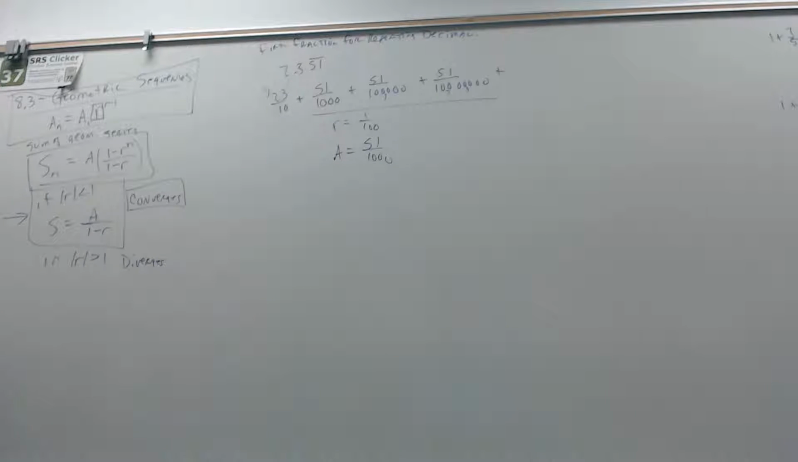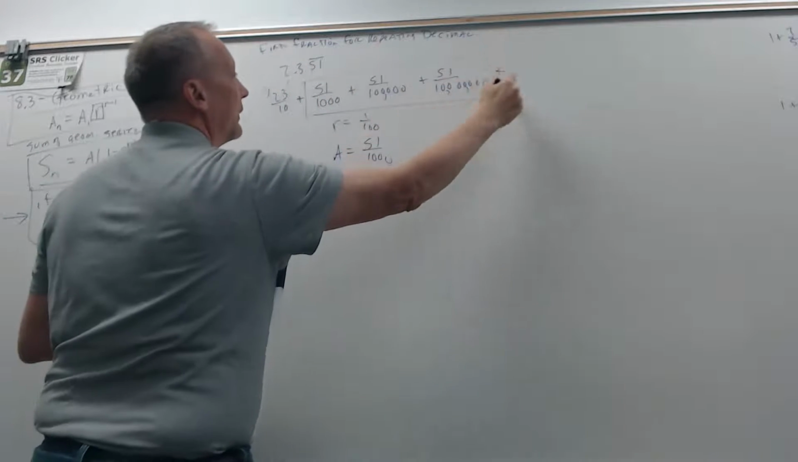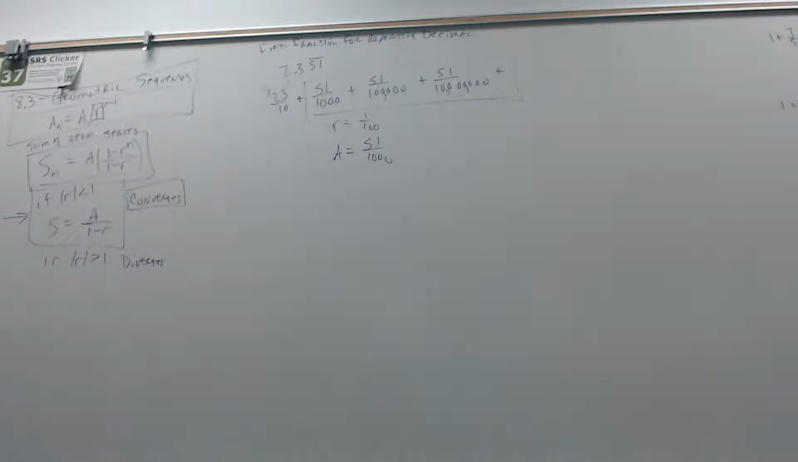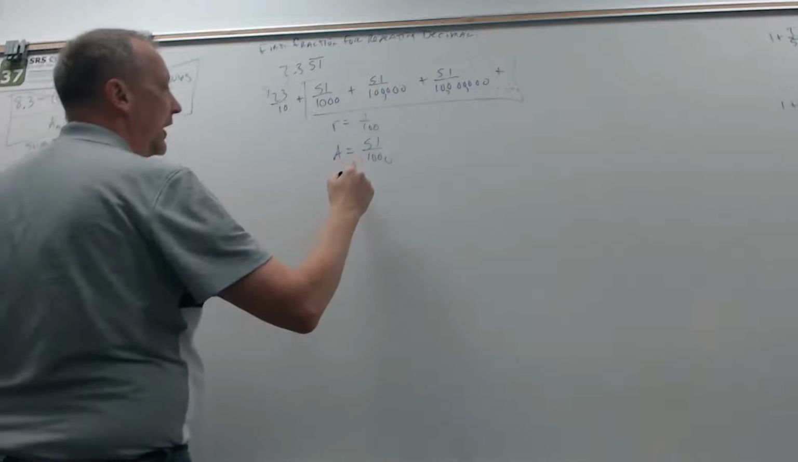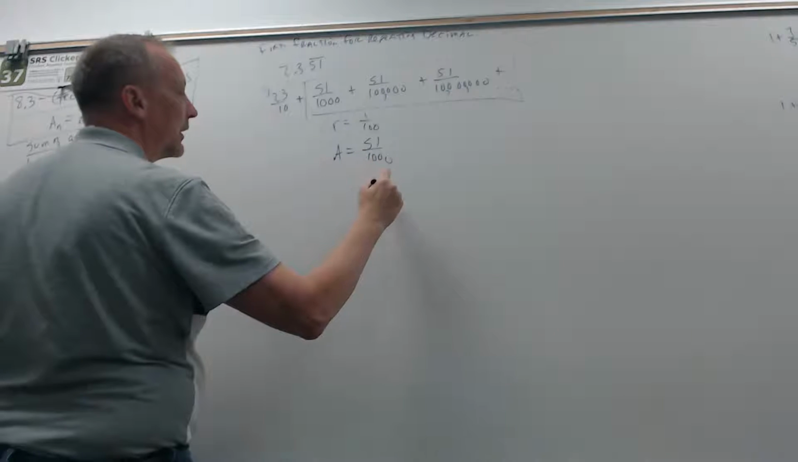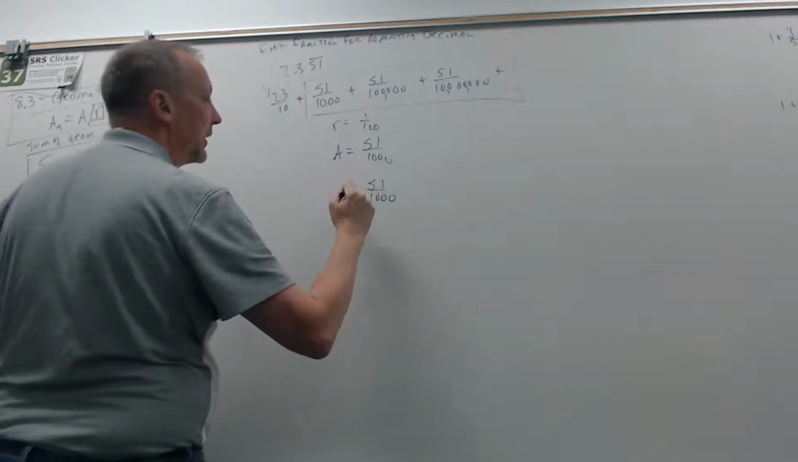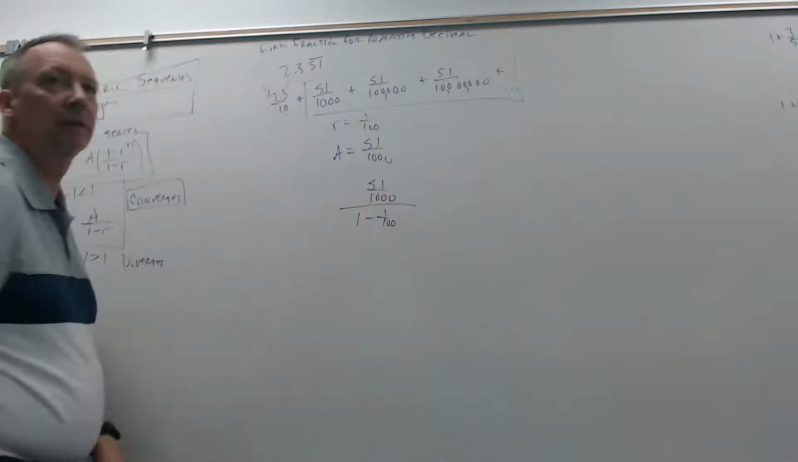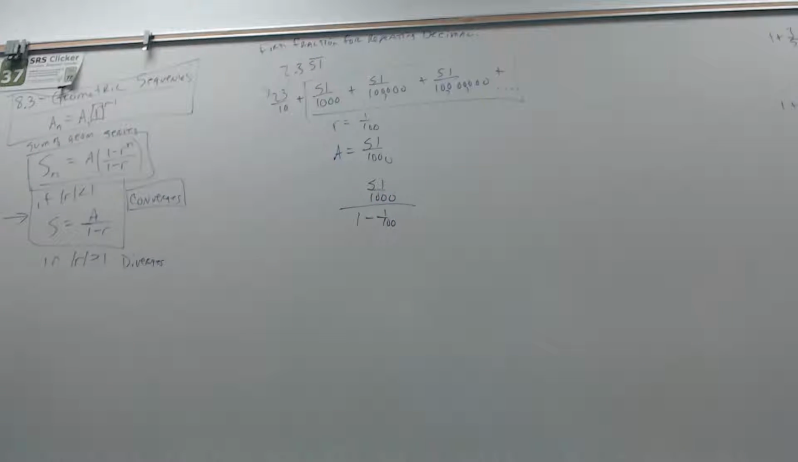So, in this case, does this converge? This sequence here converges, right? So which formula can I use? The bottom one here, right? So in this case, I've got 51 over 100, over 1, excuse me, over 1 minus 1 over 100. Correct? Okay.